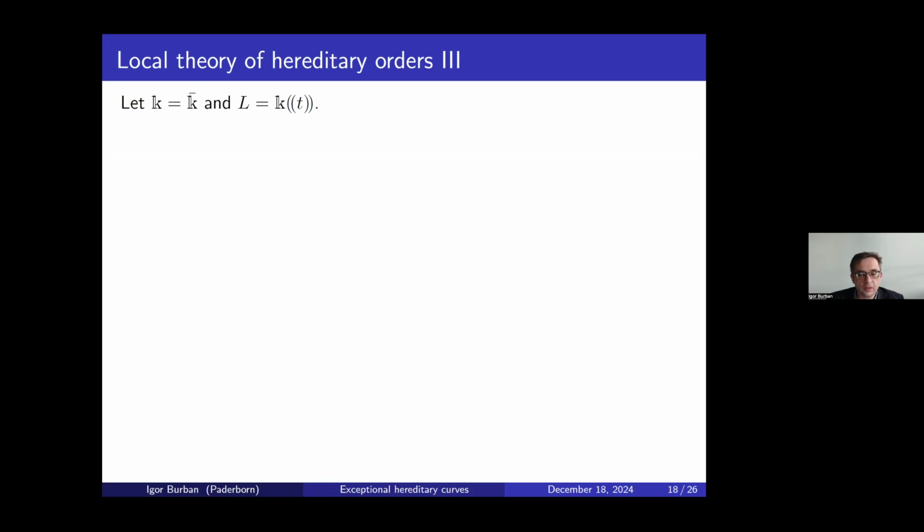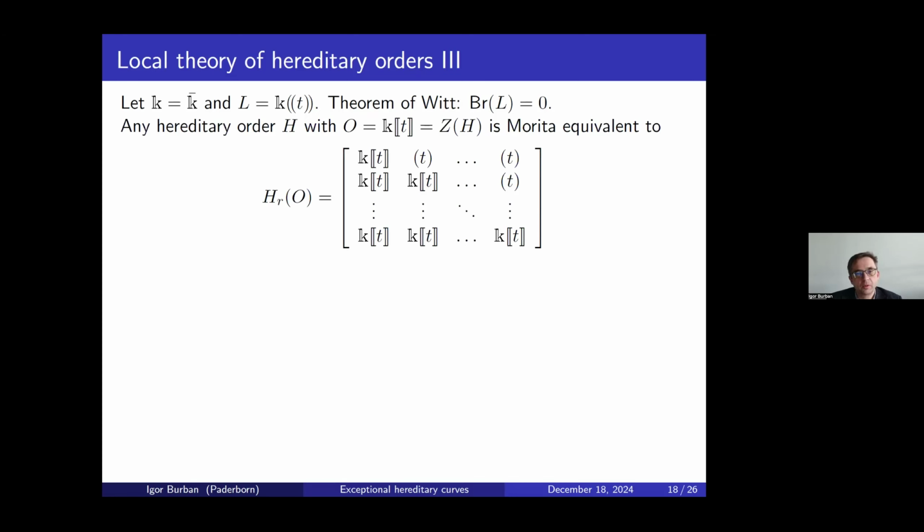Now let me comment again how everything simplifies if the residue field is algebraically closed. Again, in this case, there is a vanishing. The theorem of Witt says that the Brauer group of the field of Laurent power series is trivial. And because of that, there are no non-trivial skew fields over it, and the former pattern becomes much easier. So any hereditary order up to Morita equivalence is isomorphic to the one written here. So no number theoretical effects.